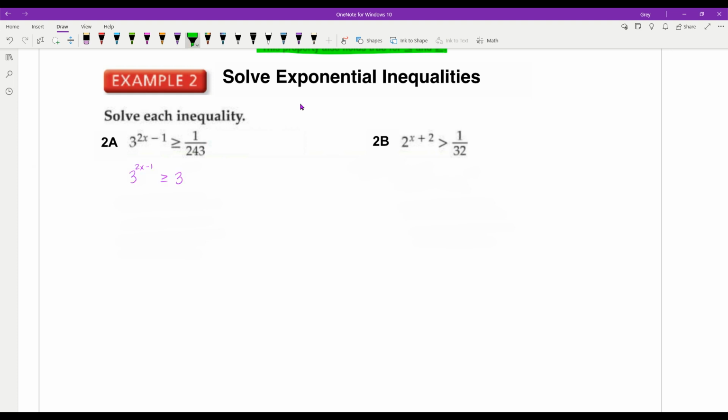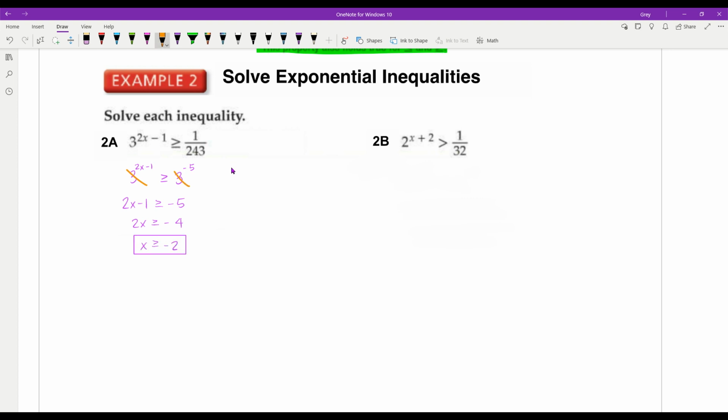And I want to encourage y'all, okay? So you figure out, okay, 3 to the 5th is 243. But that's not 243, so that's not going to be a 5. And if you remember correctly, what creates that fraction is my negative exponent. So my answer is negative 5. And we're at that point where I get to ignore my bases. So 2x minus 1 is greater than or equal to negative 5. 2x is greater than or equal to negative 4. And x is greater than or equal to negative 2.